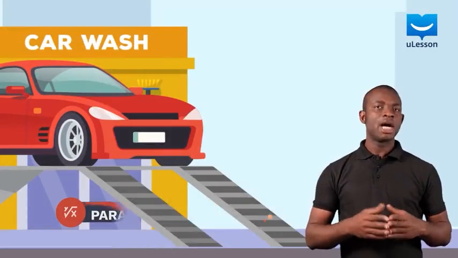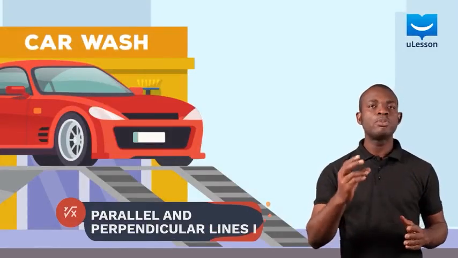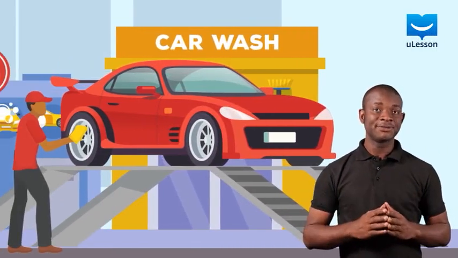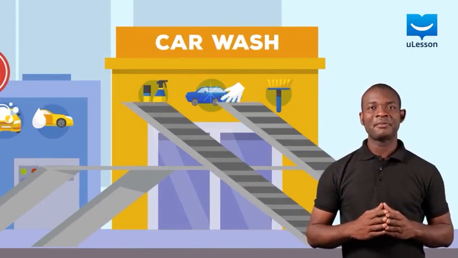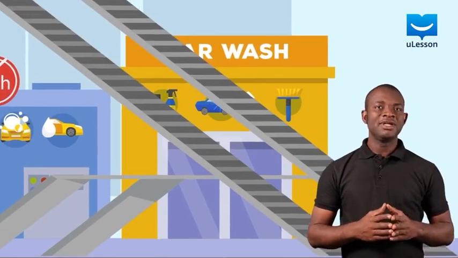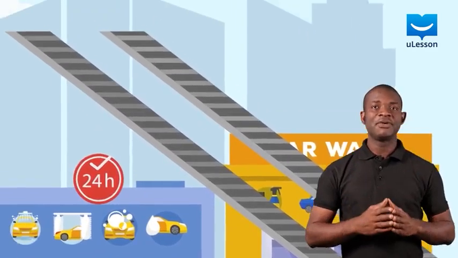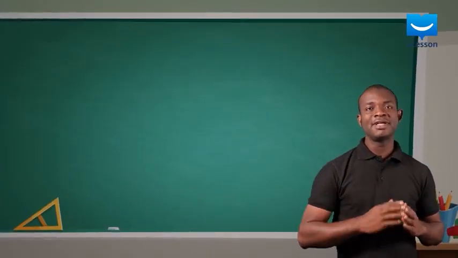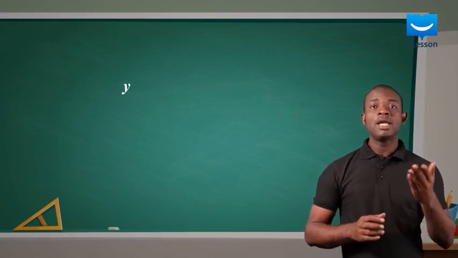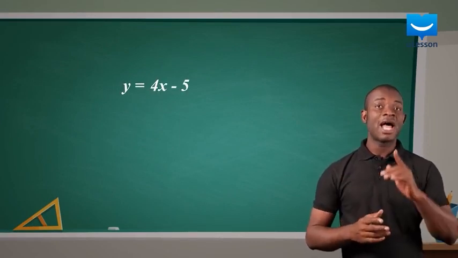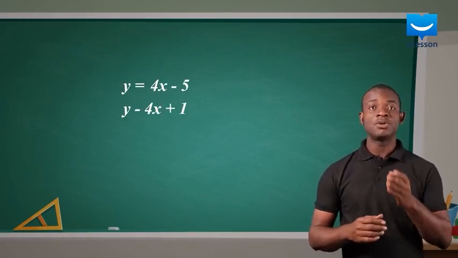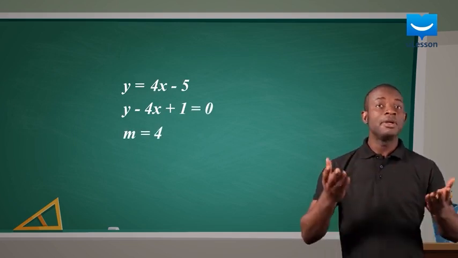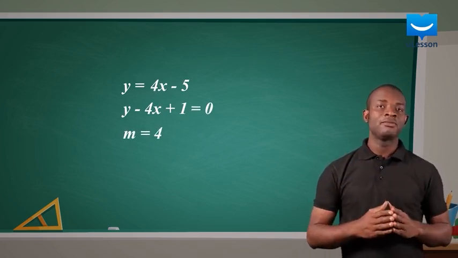The ramps at a car wash are examples of two parallel lines. Perhaps they might meet upon extension. Let's see. You will agree with me that both lines have the same gradients. Parallel lines have the same gradients. For instance, lines y = 4x - 5 and y - 4x + 1 = 0 have the same gradient, that is 4. Therefore, they are parallel.